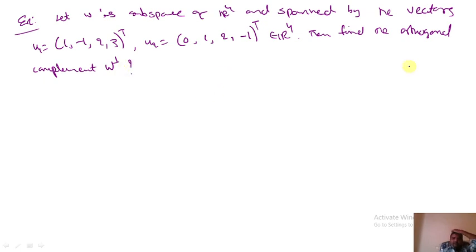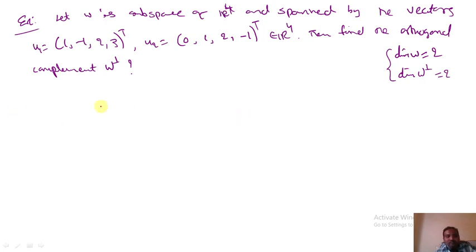Just now I told you that for the orthogonal complement, the dimension of W and W perp must sum to the dimension of the space. The space dimension is 4. W is spanned by two vectors, so its dimension is 2. The dimension of W perp, the orthogonal complement, must be 2 because the sum must equal the space. In that case, they are orthogonal complements.